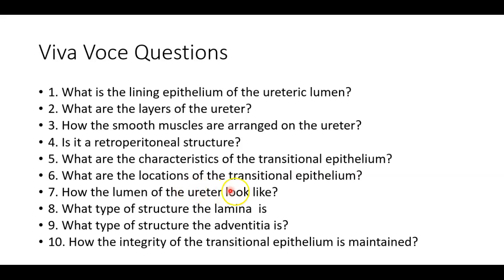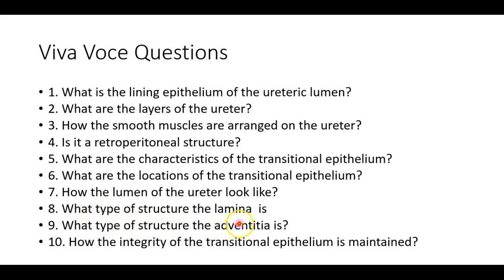So what is the location of transitional epithelium? It is throughout the urinary system, from the collecting duct up to the opening of the ejaculatory duct to the prostatic urethra in male, up to the urogenital membrane in female. How does the lumen of the ureter look like? It looks like a star, but when urine is passing through that, it will be a little bit ovoid.